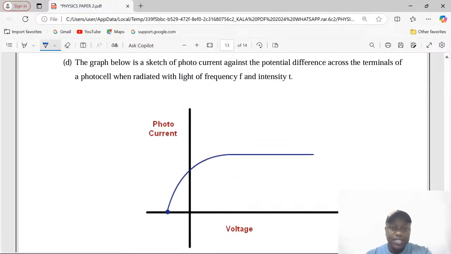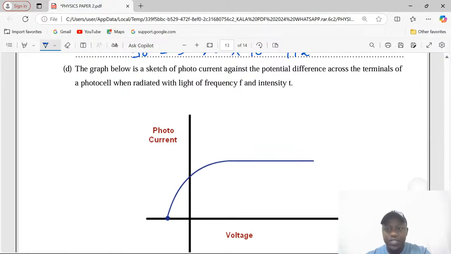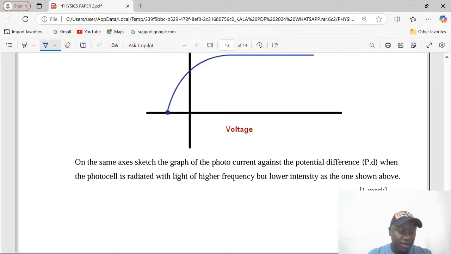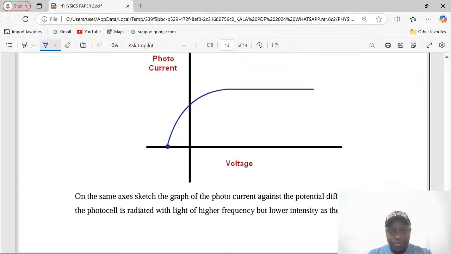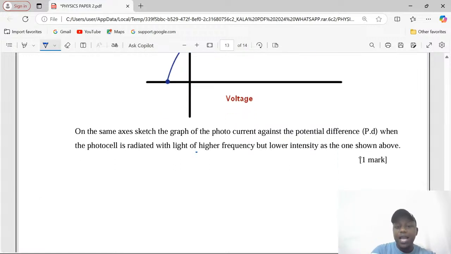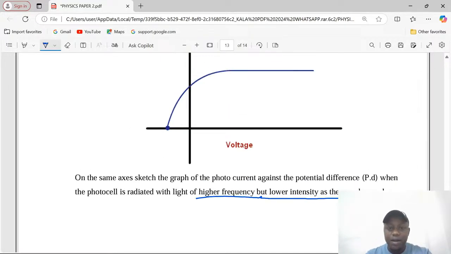The graph below is a sketch of photocurrent against the potential difference across the terminals of a photocell when radiated with light of frequency F and intensity I. On the same axis, sketch the graph of the photocurrent against potential difference when the photocell is irradiated with light of higher frequency, but lower intensity.